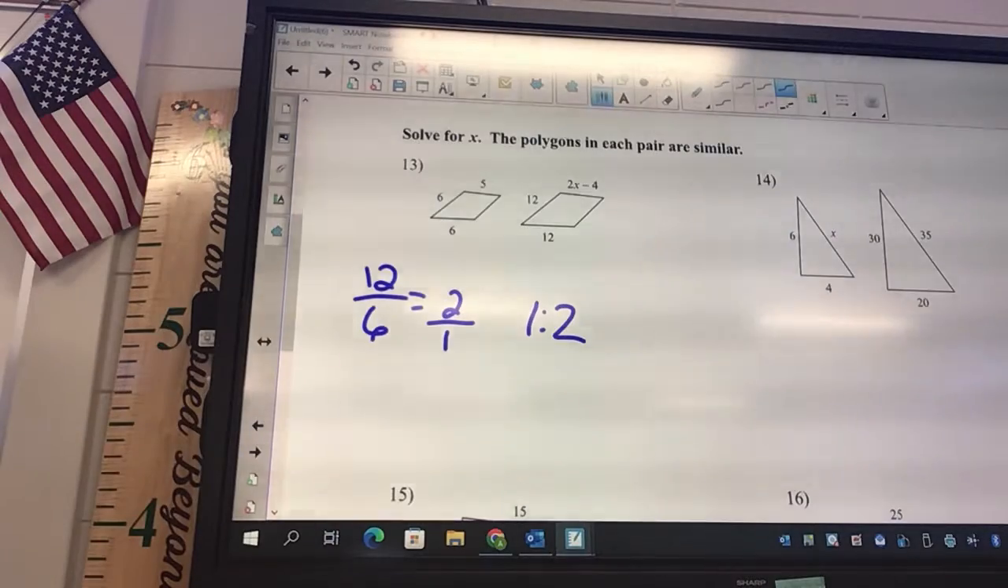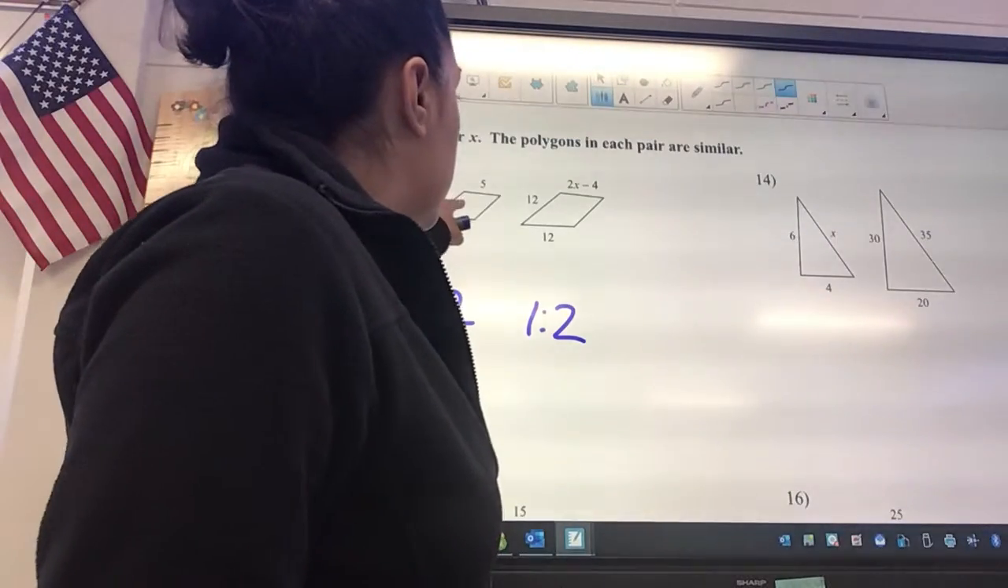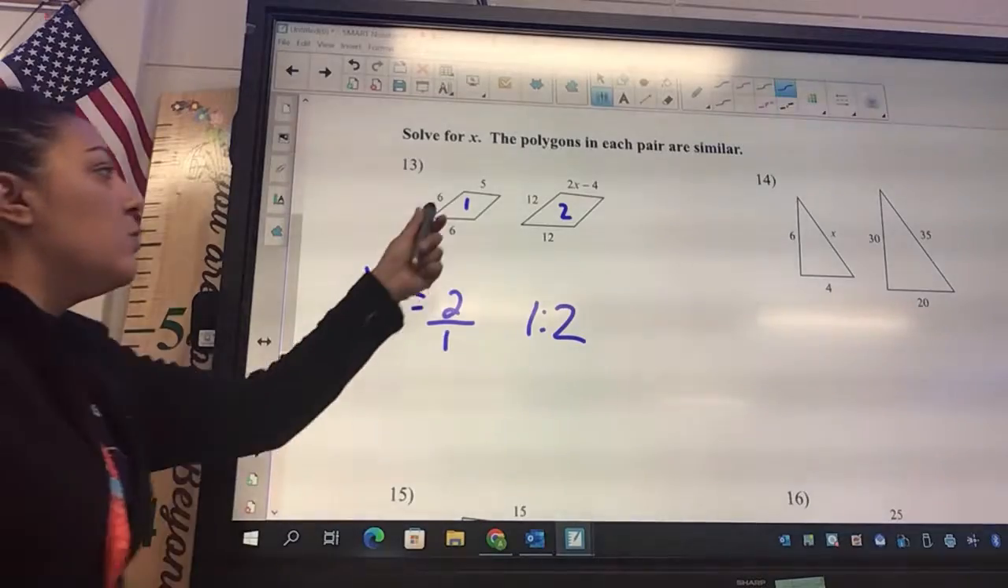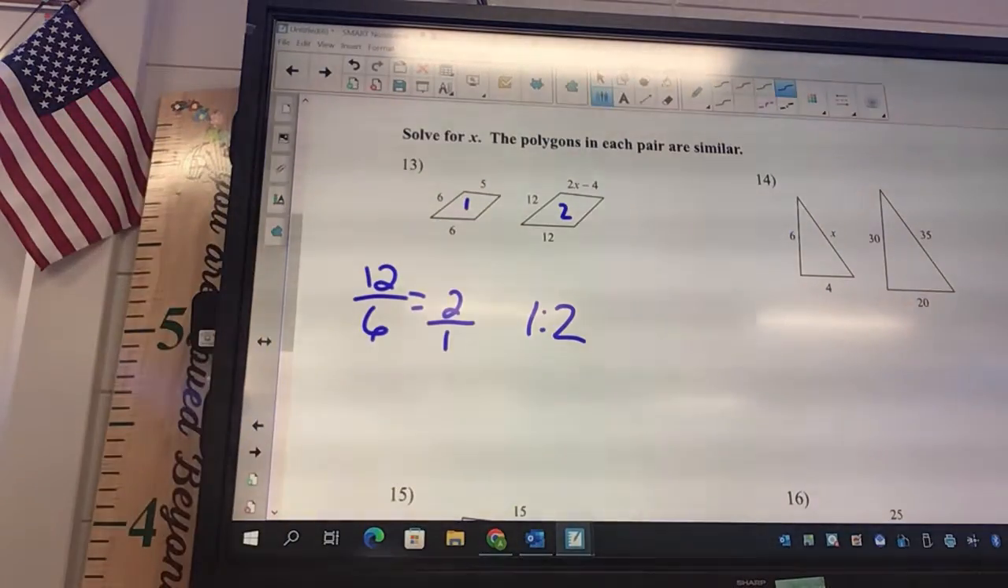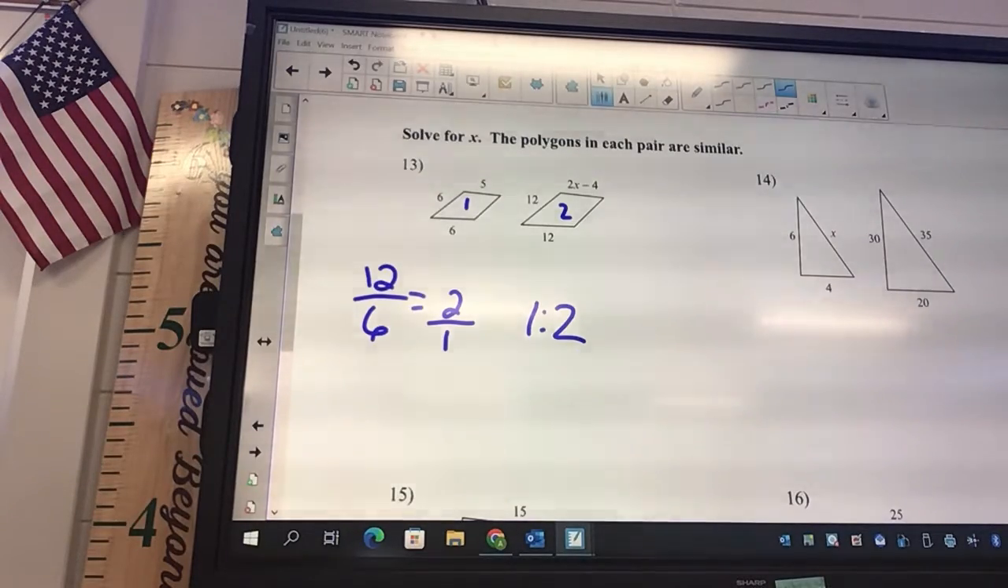Okay, which one's the 1? Which one's the 2? The one on the right side is 2. Oh, right side, my bad. Okay, so if this is 1 and it's 5, how do we figure out? So you put 2x times 2 when it's 4?